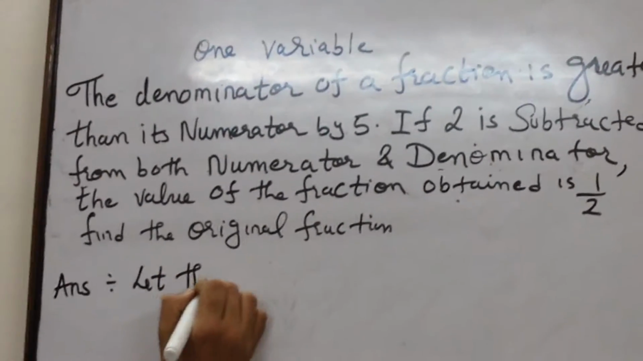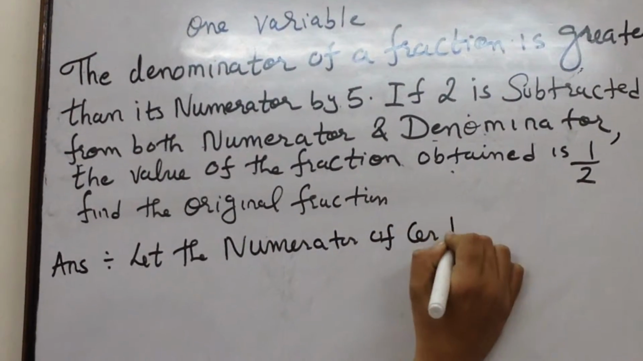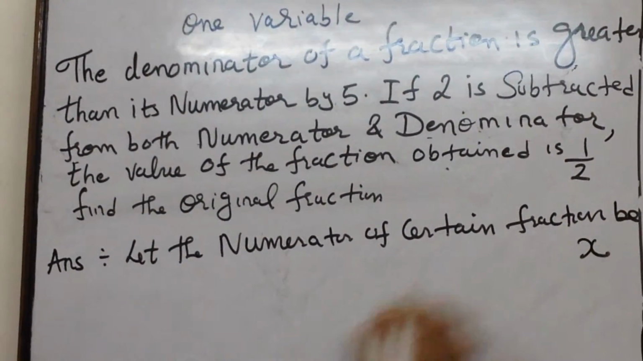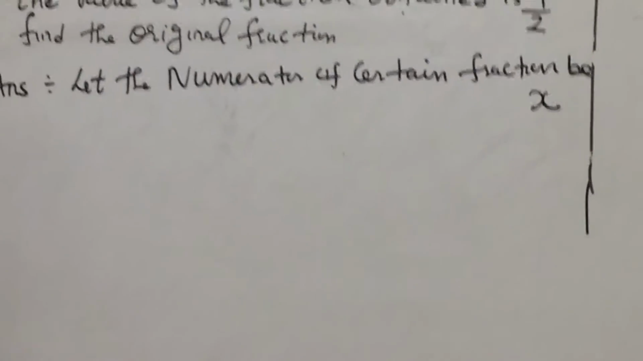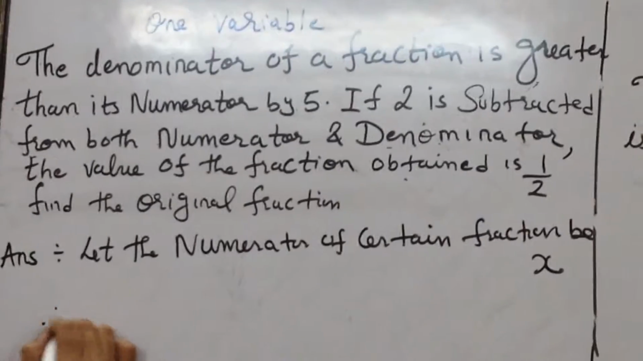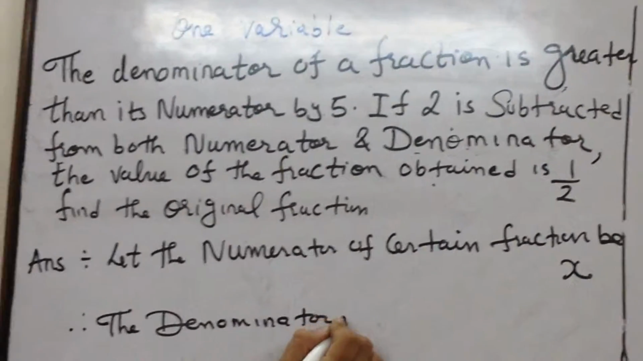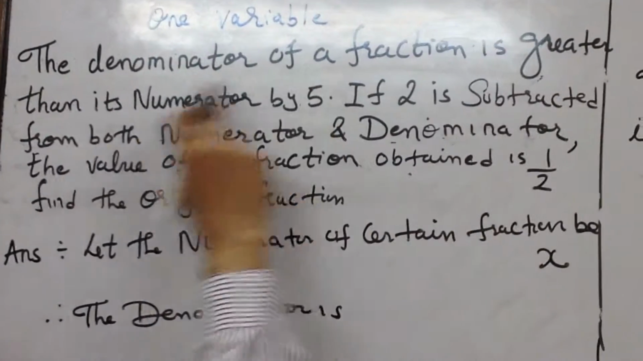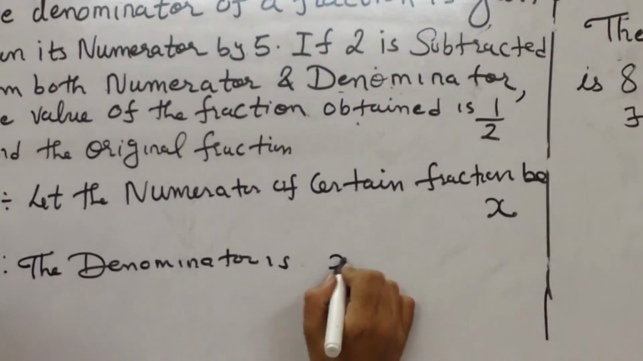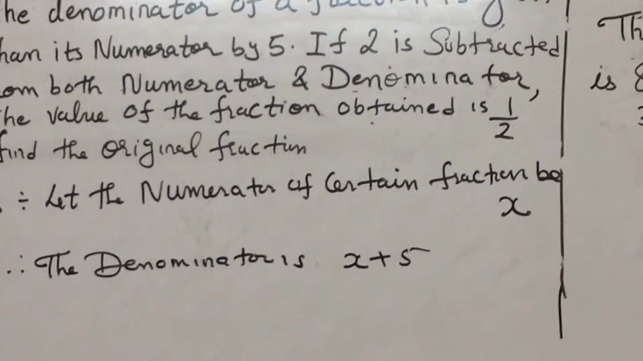Let the numerator of a certain fraction be x. Having said that, now let's find out the denominator. Therefore, the denominator is greater than its numerator by 5. So the denominator is going to be x plus 5, as the denominator is greater by 5 than the numerator.